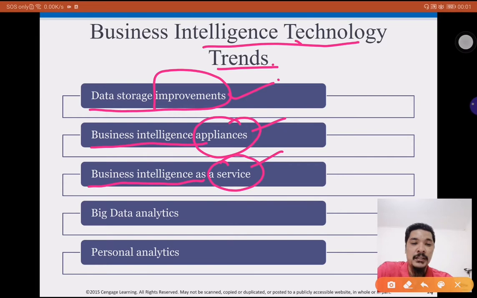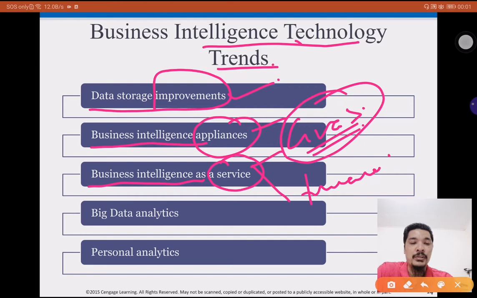An example is Grab. Grab is a service, right? They took advantage of COVID-19, so now everyone is using Grab. Grab is a service. Grab doesn't have any motorcycles or their own cars and so on. They are using only a service. And also like Trivago for hotels and so on. This is also a service.